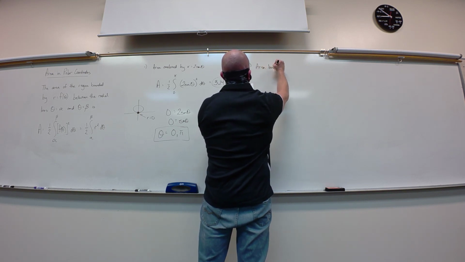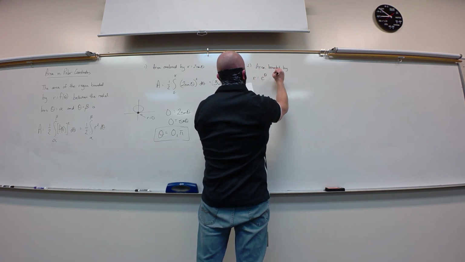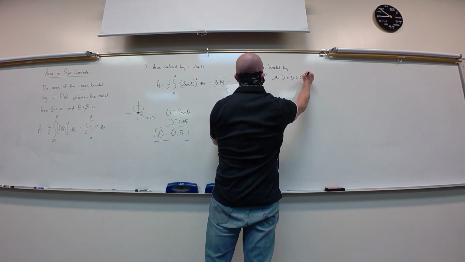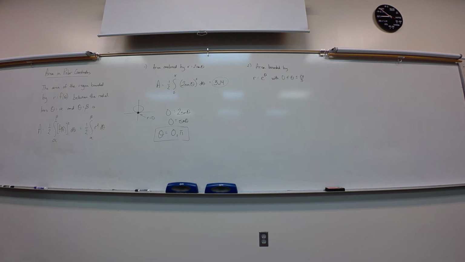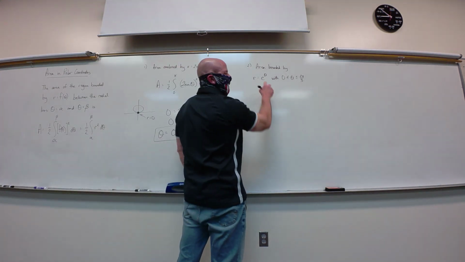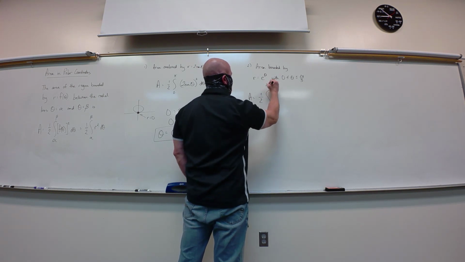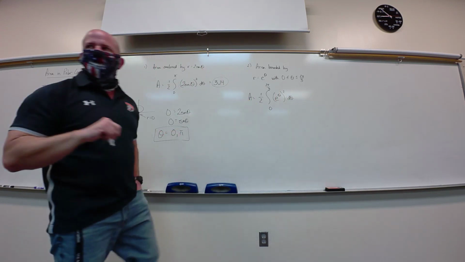Area bounded by r equals e to the theta, with 0 less than or equal to theta less than or equal to 2 pi over 3. So this one got even easier than the last one. Why is that? Because now we have limits. We don't need to go find them. That's what made it easier. It looks worse because of that e, but the setup's pretty quick. We're going to go 0 to 2 pi over 3, e to the theta squared d theta.